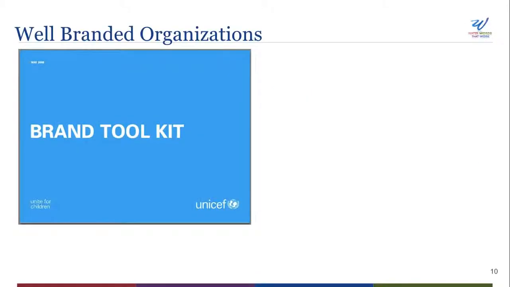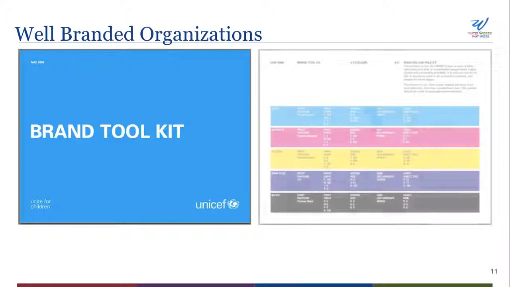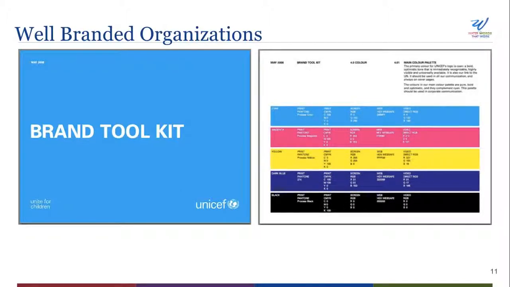So here is the brand toolkit from UNICEF. We'll explore how they make the colors available and require them. And you start browsing through that brand toolkit, and eventually you're going to find this page right here that spells out the five colors that they want you to use when you're using color: black, dark blue, yellow, magenta, and cyan.